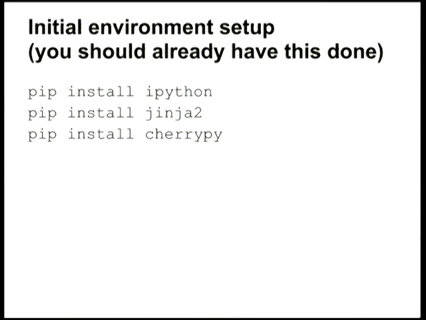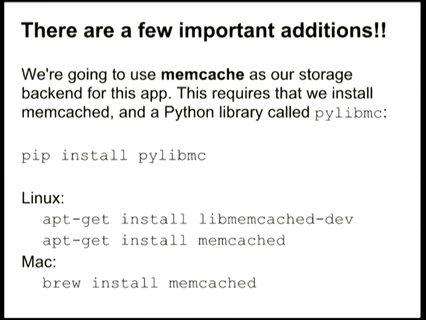Cool. So the initial environment setup, which you should probably already have done and ready to go, are our three libraries, which are all pip installs: IPython, Jinja 2, and CherryPy. We've talked about those other two. We have not talked about IPython yet. I think we will soon. But before we do that, there's a couple important additions, which some of you who were here earlier saw on the screen: pylibmc and memcache. These need to be installed on your laptops in order for you to really play around with the app once it's done.